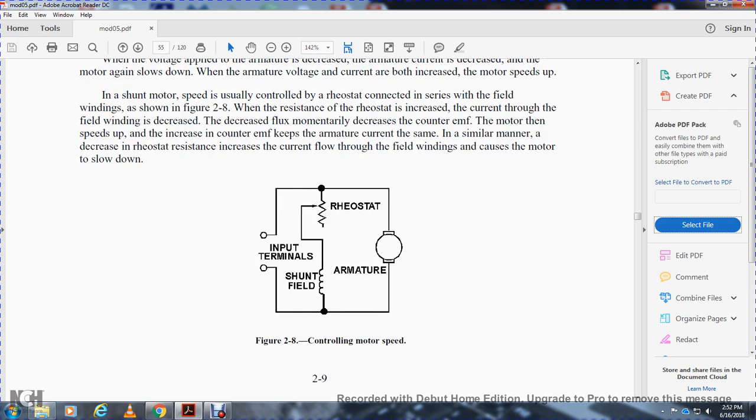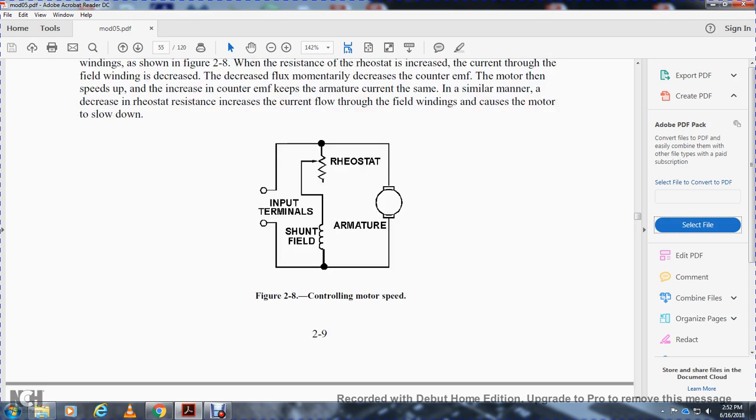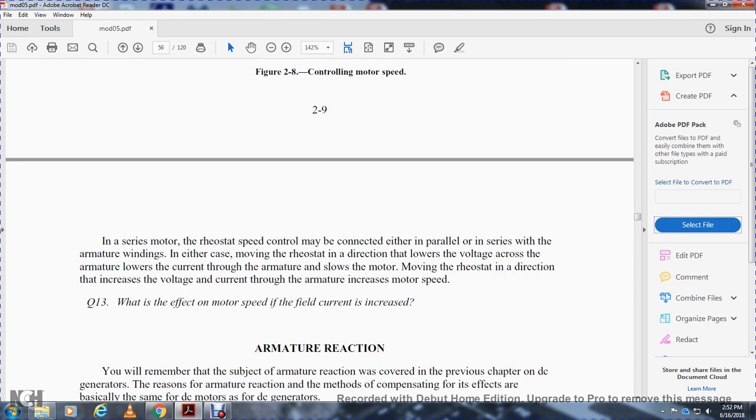This shows you controlling motor speed using a rheostat in the shunt field, or what was known as a variable speed motor.